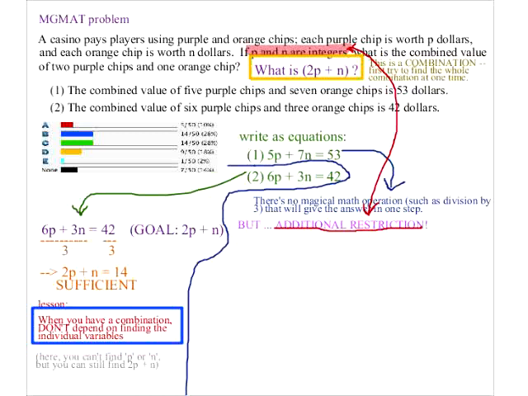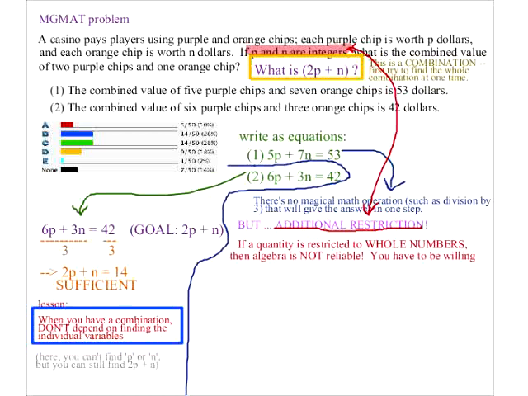And so the major takeaway from this problem today is that if a quantity is restricted to whole numbers, then you have to be willing to test numbers. Algebra is not reliable.